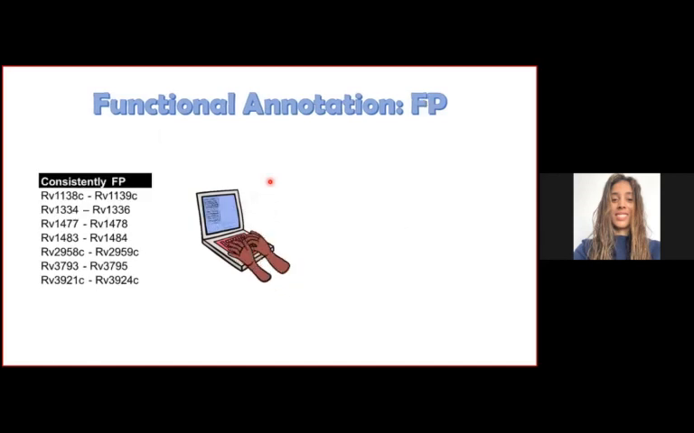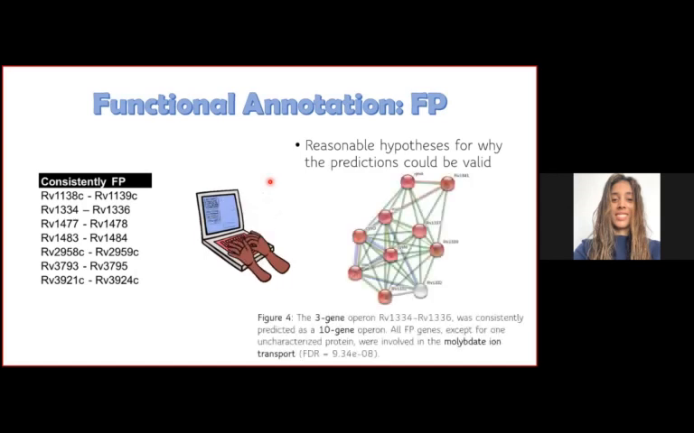For those that were always longer than in literature, there was always some reasonable hypothesis for why this was the case. I'm not presenting all of the results, obviously, but I'm just going to show one particular one. This 3-gene operon, according to literature, is a 3-gene operon. We were seeing, COSMO kept on saying this is actually a 10-gene operon. And when we did a STRING analysis on it, we saw that all except for one, which was still an uncharacterized protein, were actually involved in the same biological process.